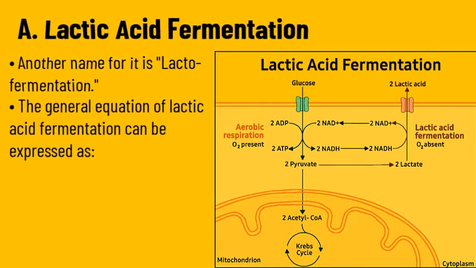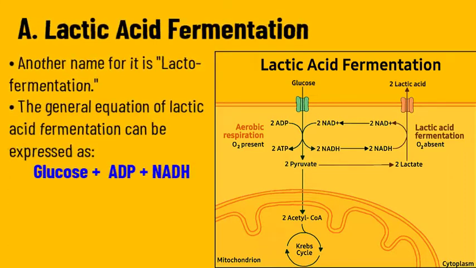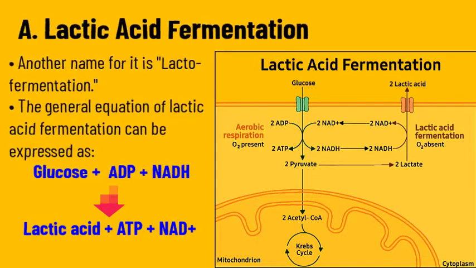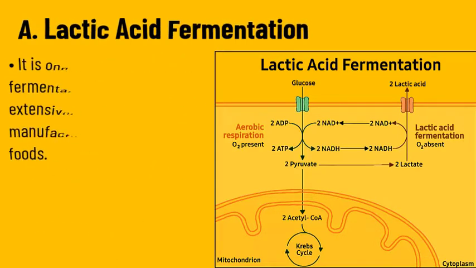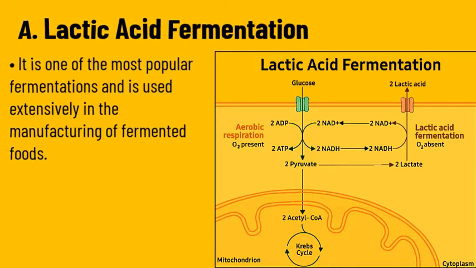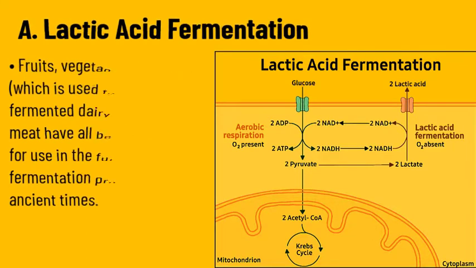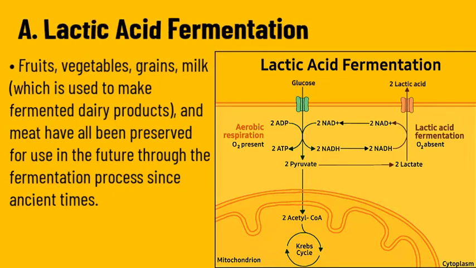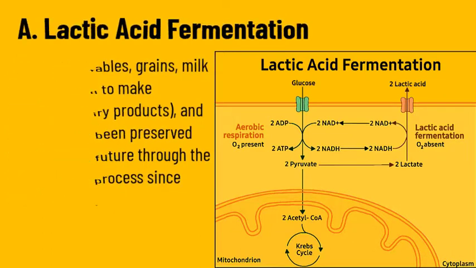So the general equation of lactic acid fermentation can be expressed as glucose plus ADP plus NADH, which results in lactic acid plus ATP plus NAD+. It is one of the most popular fermentations and is used extensively in the manufacturing of fermented foods. Fruits, vegetables, grains, milk, which is used to make fermented dairy products, and meat have all been preserved for future use through the fermentation process since ancient times.